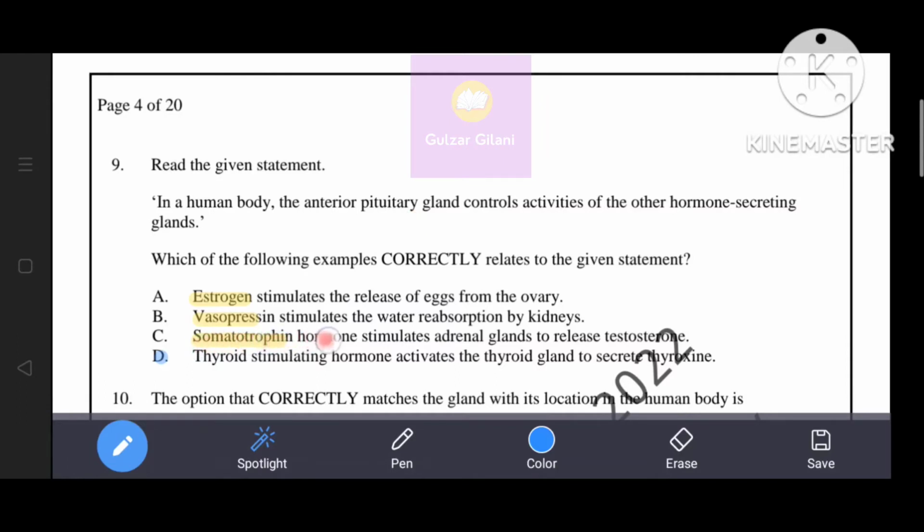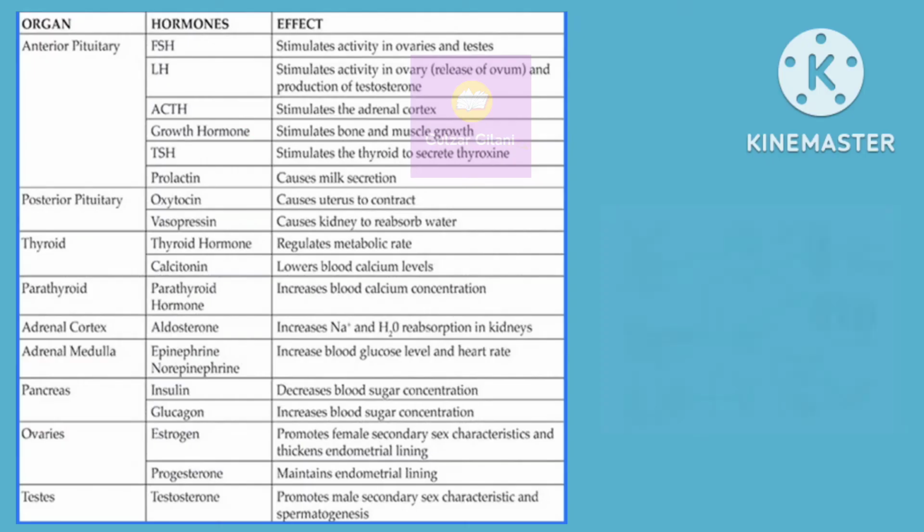Somatotropin hormone stimulates adrenal glands to release testosterone. Be incorrect. सोमेटोट्रोपिन प्रमोट्स ग्रोथ ऑफ द बॉडी। तो जो हमारा करेक्ट आंसर क्या है? ऑप्शन डी, दैट इज thyroid stimulating hormone activates the thyroid gland to secrete thyroxine.